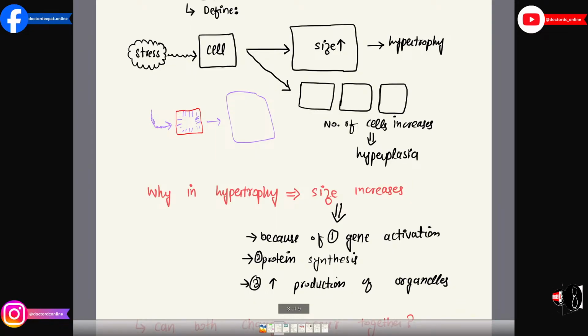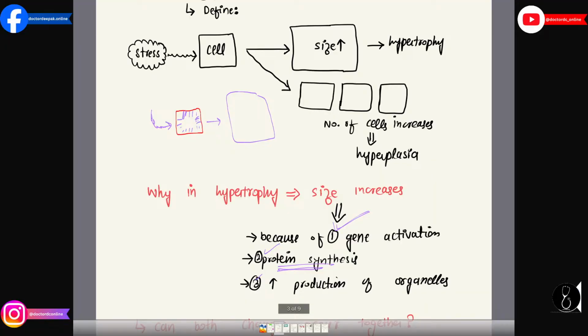Basically you have to keep in mind, whenever you put a stress on the cell and the cell is going to increase its size, before the cell size increases, the cell has to undergo these three steps. First step, the cell will increase its protein synthesis. Protein synthesis means these cytoskeleton proteins have to be increased. If you increase the protein synthesis, it means your cell size will increase.